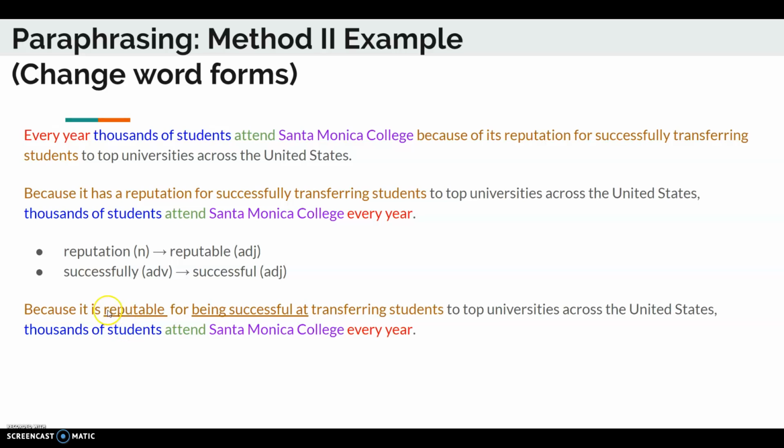So you can see that we had to change the "has a reputation" to "is reputable." We use a be verb, linking verb, and then we changed "for successfully transferring." We used a gerund with an adverb in the original sentence, and we changed that into a gerund be verb plus the adjective, being successful. We added the preposition at and then transferring students. So the rest is the same.